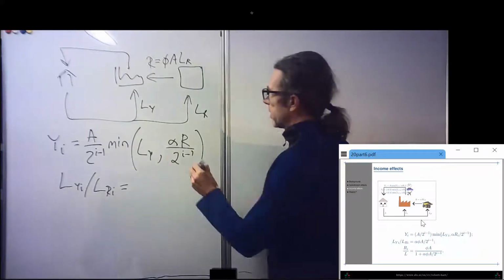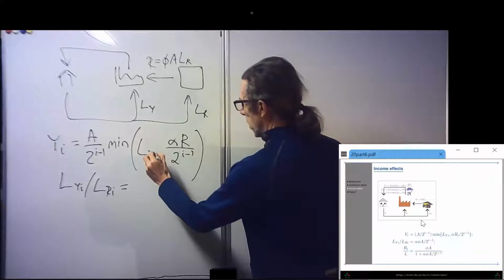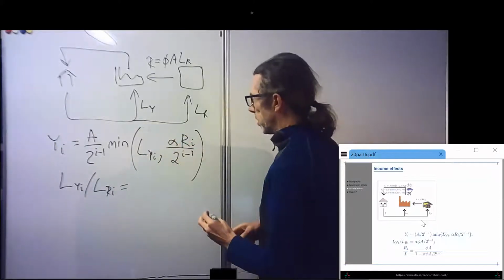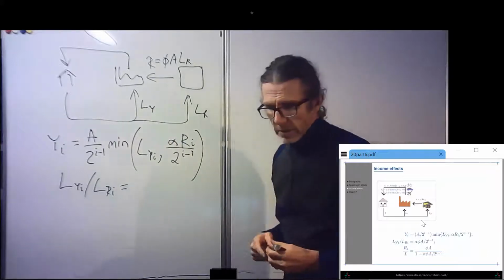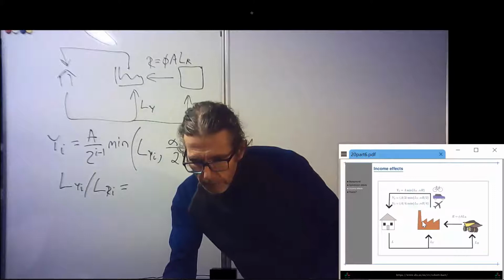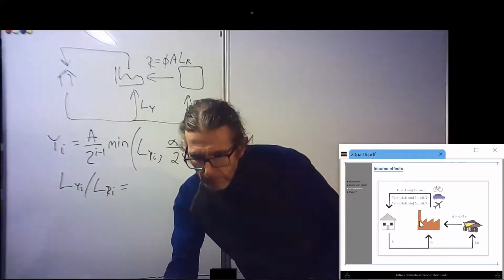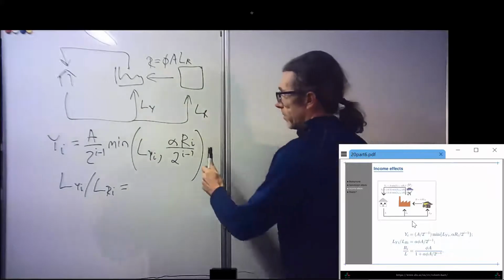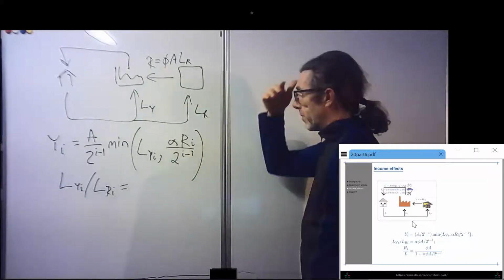Okay, so it seems like I should have had a Y. I should have had I's here, shouldn't I? To be consistent in my notation. Okay, so that's better notation now.